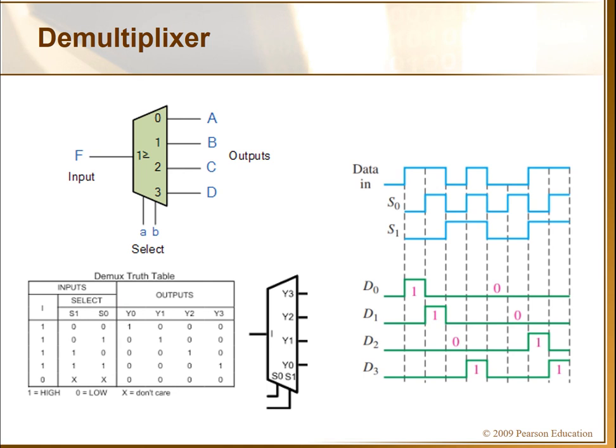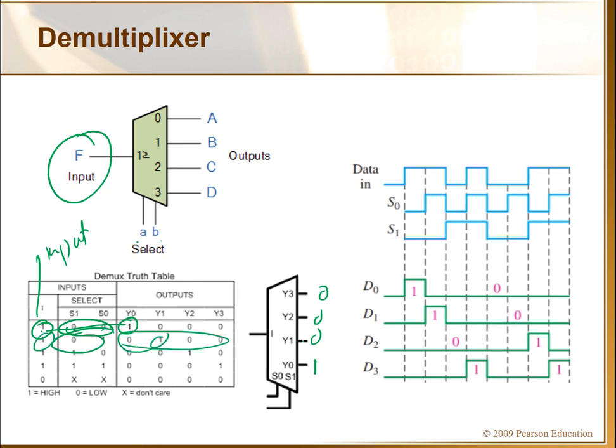For example, here you have an input, and based on this combination, for example if the combination is 0 0, we will get the output at Y0 only, and all others will be 0. Whatever input we are having, in this case our input is this. If our select line is 0 0, I will get the input at this output, and all others will be 0. If this combination, I will get the input at Y1. So it will be 0 1 0 0. It will be like this one. So this is the demultiplexer.